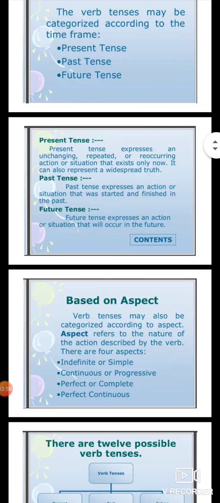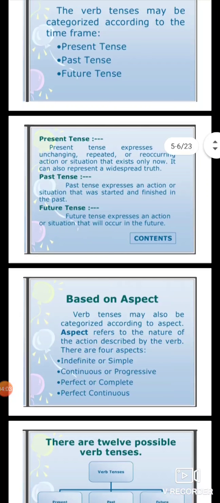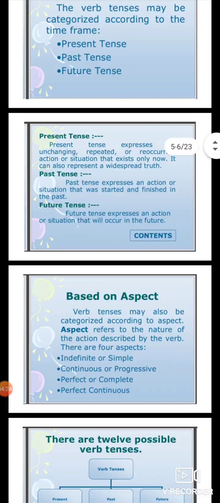Next we go on to the future tense. This expresses an action or a situation that will occur in the future. That means you are going to talk about something that is going to happen tomorrow. "I will go to the church tomorrow," or "I will listen to the class tomorrow." That event or incident is going to happen in the future. It has not happened in the present, and it has not happened in the past. So that is what is known as future tense.